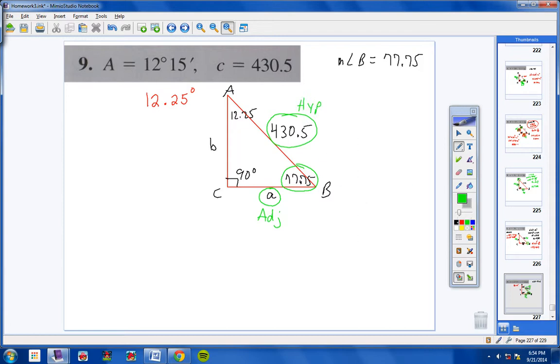All right, so here we go. I'm going to use cosine because for adjacent and hypotenuse, that trig ratio is cosine. So cosine of 77.75 equals adjacent over hypotenuse. Multiply both sides by 430.5.